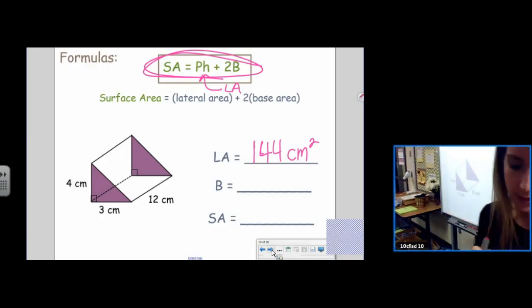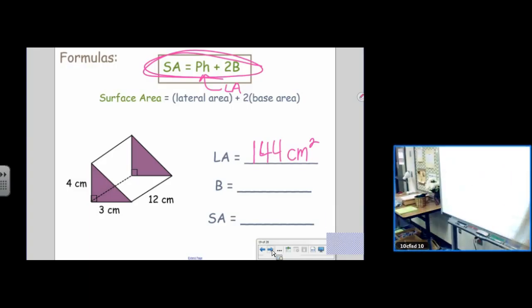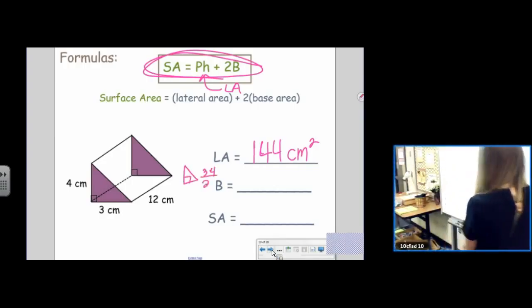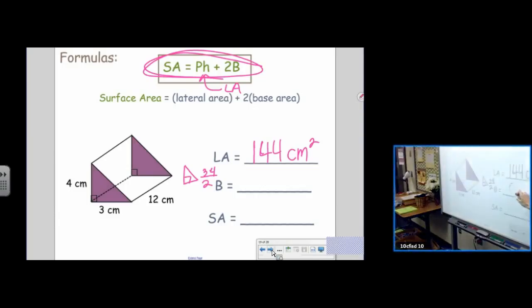The base. Very good, the area of the base. The base is a triangle. So we're going to do base times height divided by 2. 3 times 4 divided by 2. The area of the base is 6 centimeters squared. And now we're going to go to our formula, surface area.